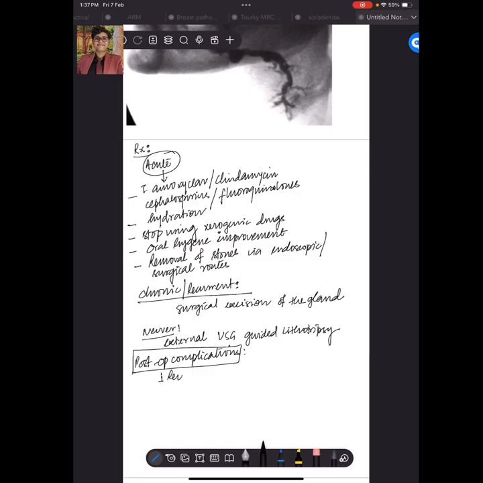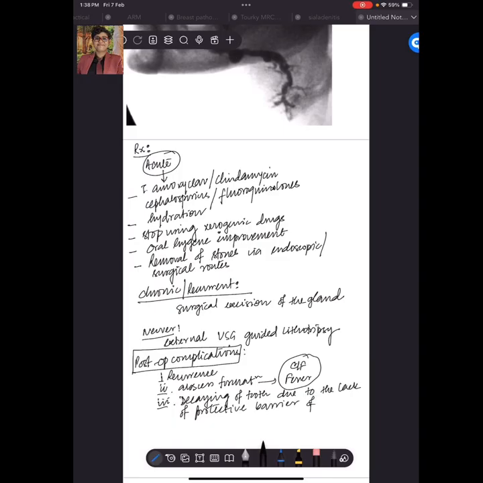mainly recurrence, abscess formation, and here we'll see fever. Clinical feature will be fever. Then decaying of teeth, due to the lack of the protective barrier of saliva over the enamel.